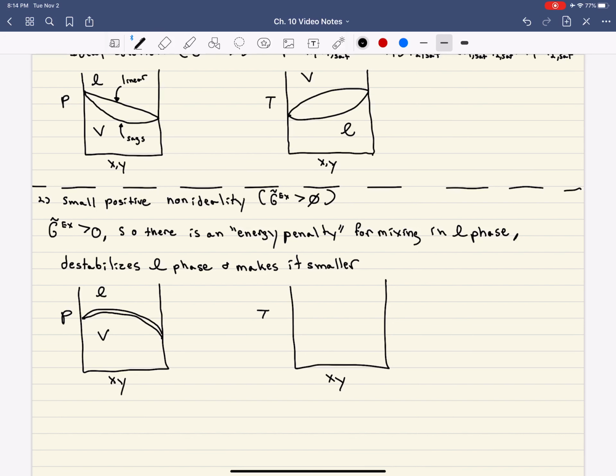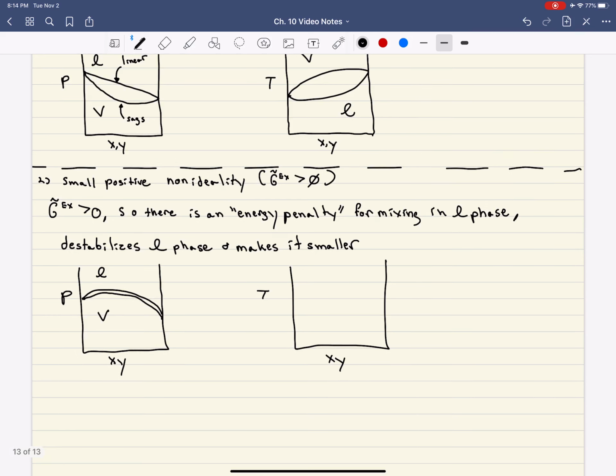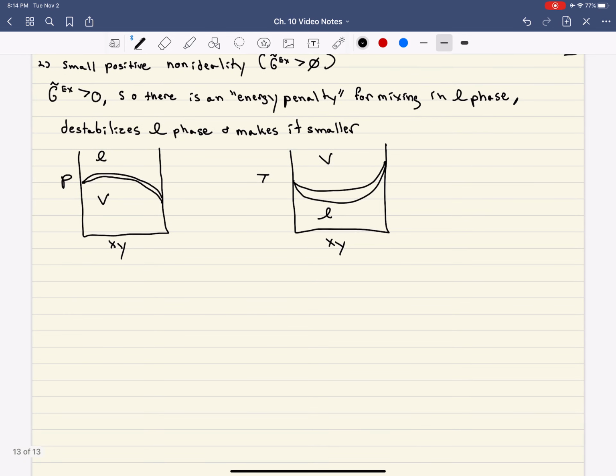So here we had the I shape, but now we'll see that the vapor region is expanding and the liquid region is shrinking. So now we get more of a crescent shape. Okay, so that's if the non-ideality is positive. Let's now look at the opposite case. We have a small negative non-ideality.